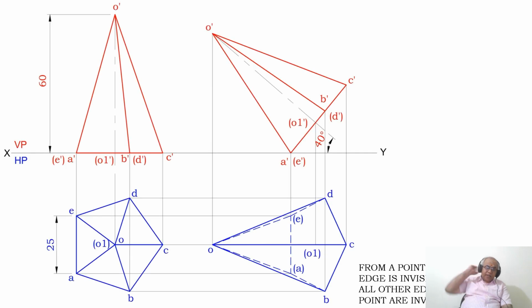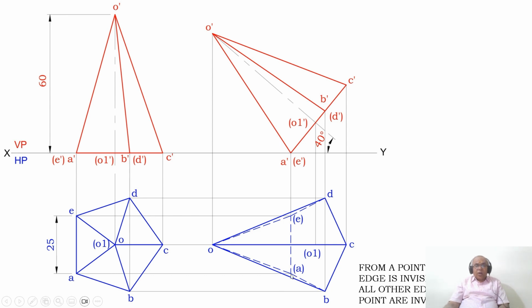From a point, if any one of the edges is invisible, automatically all other edges from that point are invisible. What does it mean? If you consider AE is invisible, from this point A you have two more edges: A to B, small a to B is one edge, and O to small a is another edge. Then O to E is another edge, and E to D is another edge.